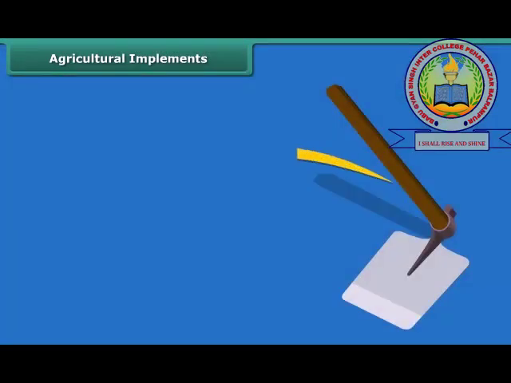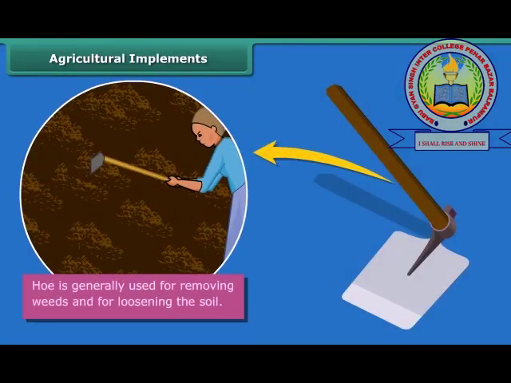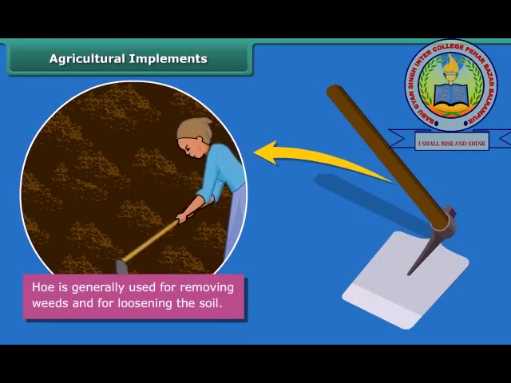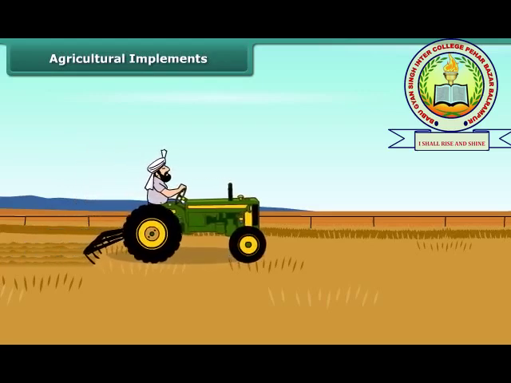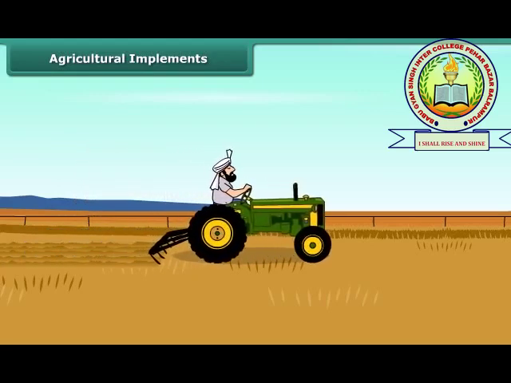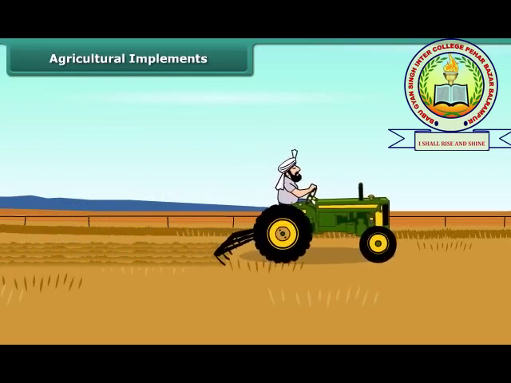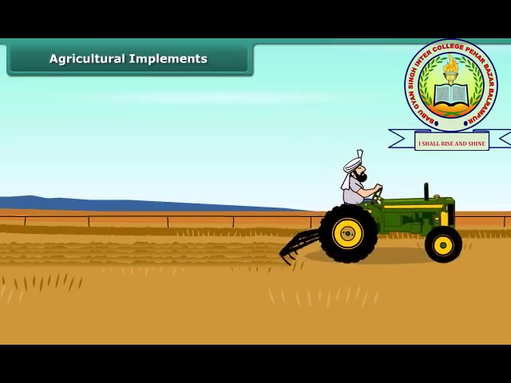Another tool used in plowing is a hoe. It is used for removing weeds and for loosening the soil. It has a long rod of wood, and a strong, broad and bent plate of iron works like a blade. Most of you must have seen tractors in the farms. Nowadays, plowing is done by tractor-driven cultivator, which saves both labor and time.